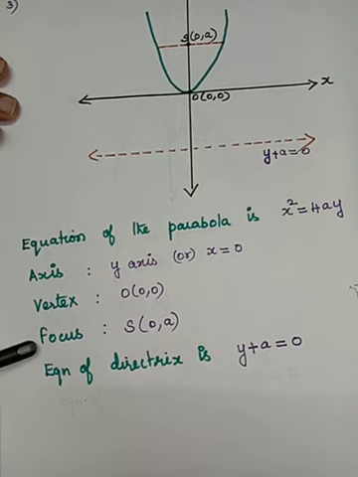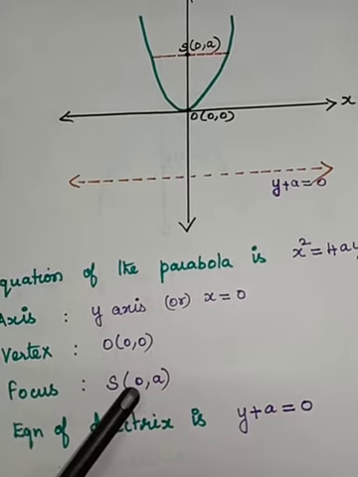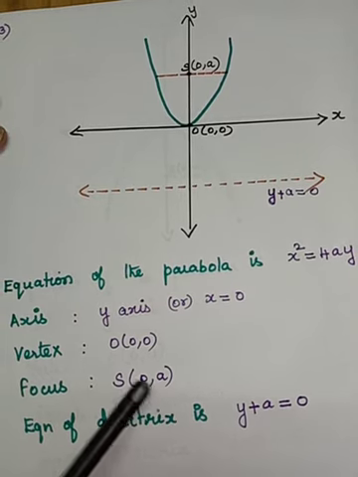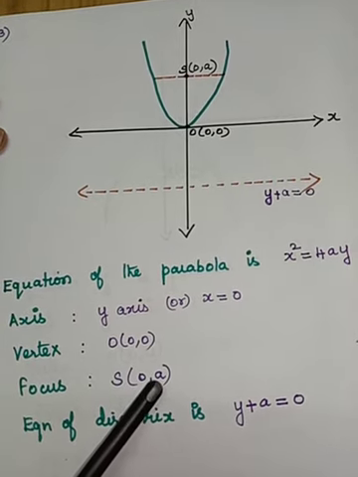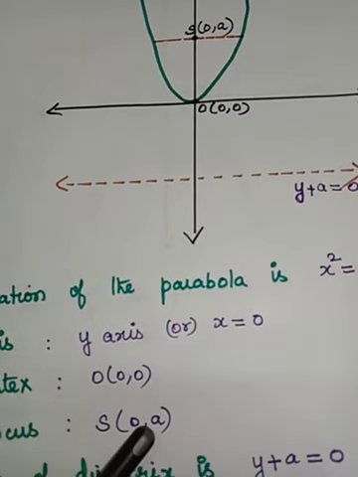So the focus is on the y axis, so the focus will become 0 comma a. It is on the y axis, so x will become 0. What is the distance from the vertex? It is a. So it is 0 comma a.